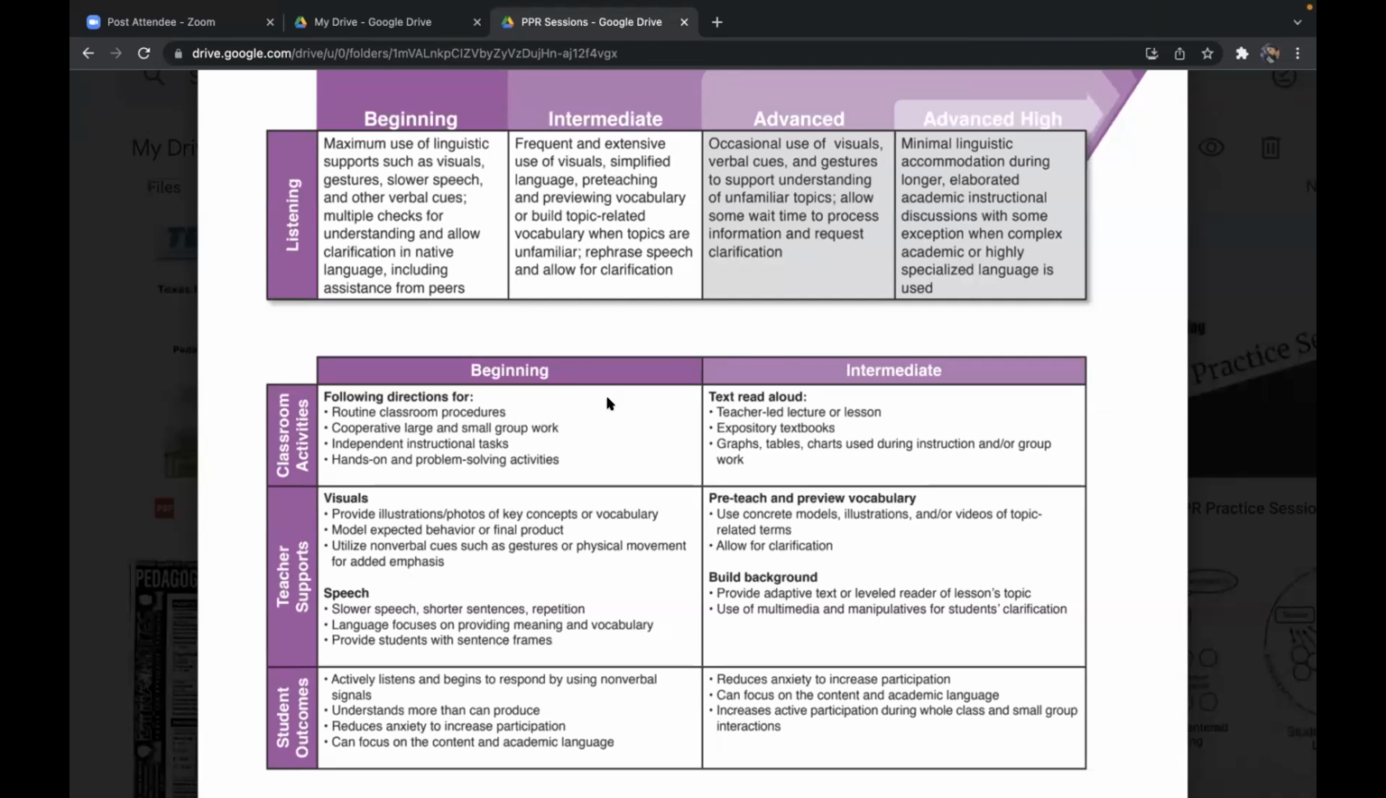Okay. So here you have the classroom activities for both beginner and intermediates to help them. Teacher supports you can do. What can you do with beginners? Visuals and your speech, modeling expected behavior, modeling finished products, utilizing your nonverbals, such as gestures or physical movements for added emphasis.